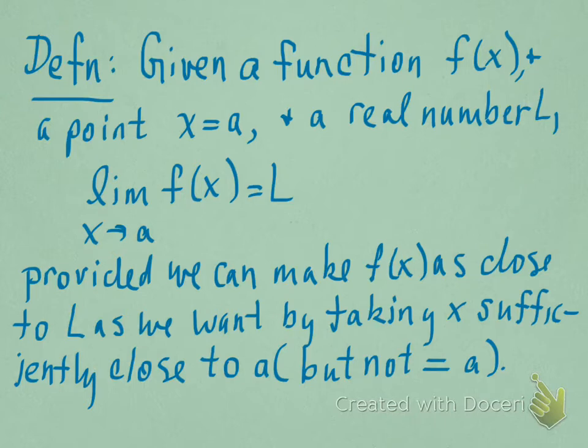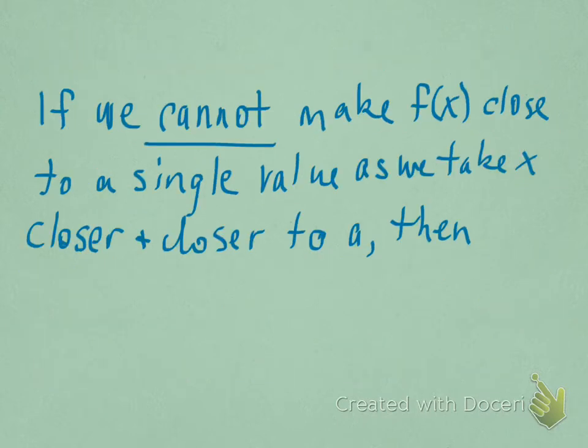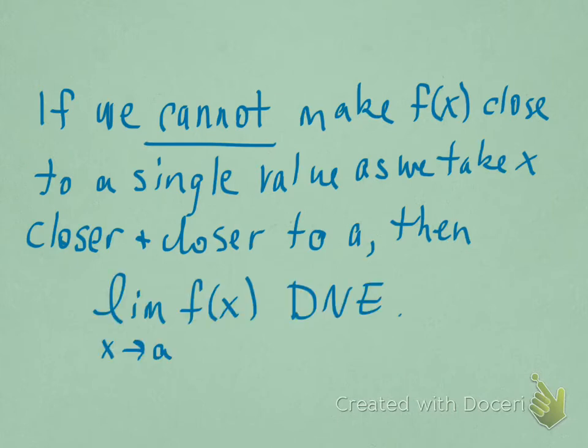A good way to understand mathematical definitions is to think about what it means for a definition not to hold. And so what we would say is that if we cannot make f of x close to a single value as we take x closer and closer to a, then the limit as x goes to a of f of x does not exist. And I'd like you to think a little bit about ways in which a function could fail to have a limit. So graphs of functions that fail to have limits. And that's something we'll talk about a bit later.